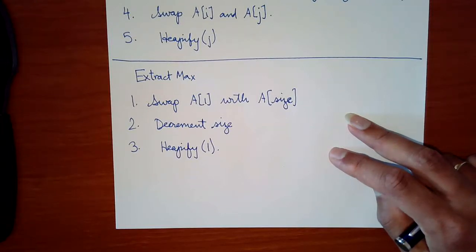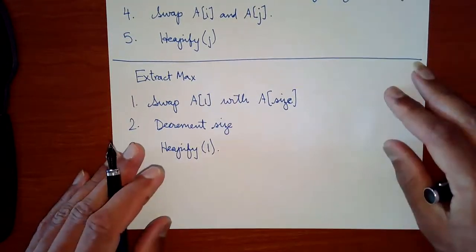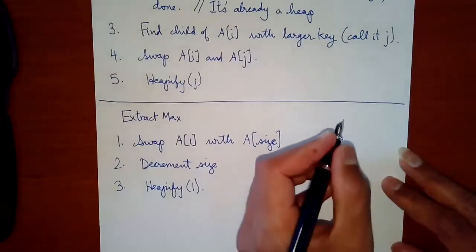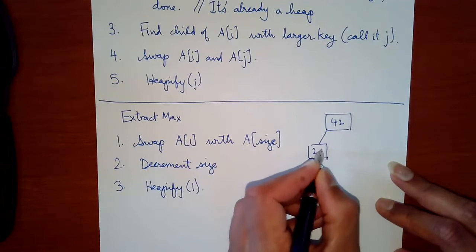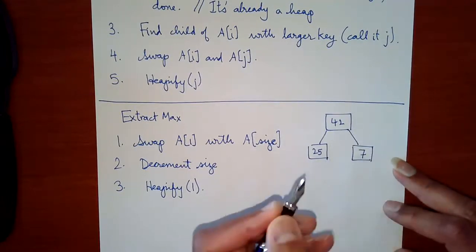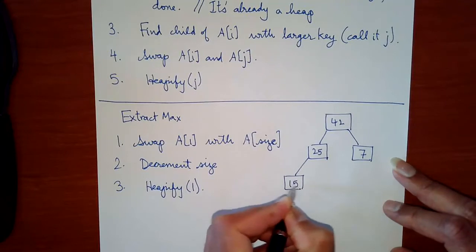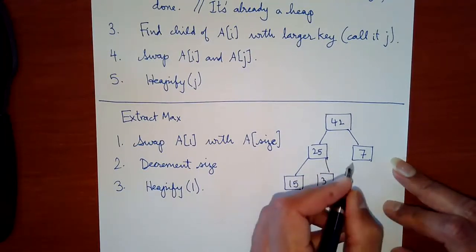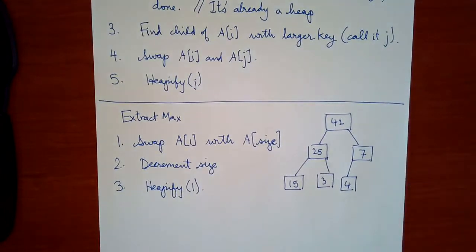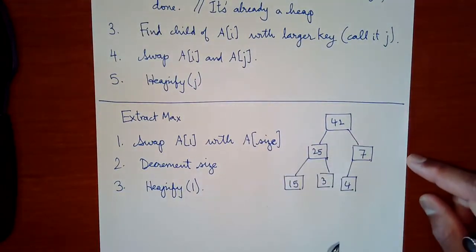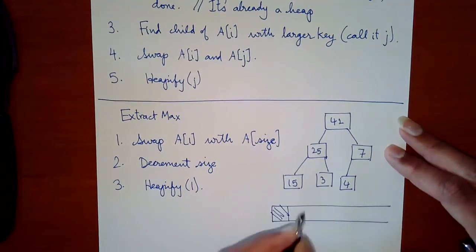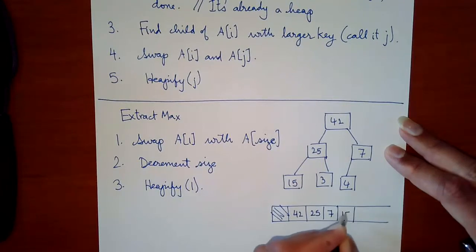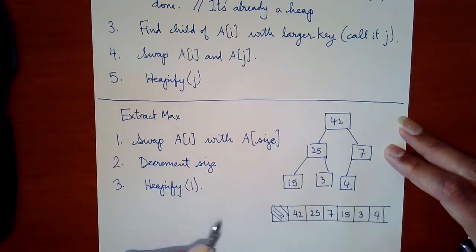Okay. So is that clear? Let's go back to our example heap. So it's 42, 25, 7, 15, 3, and 4. Sorry, let's ignore that insert of 30. So suppose this was your heap, and I'm drawing out the heap again over here: 42, 25, 7, 15, 3, and 4.